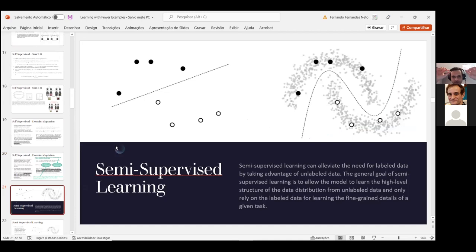The next topic covered in this chapter is semi-supervised learning. So basically, in terms of semi-supervised learning, we can think of a way that can alleviate the need for labeled data by taking advantage of unlabeled data. So the general goal of semi-supervised learning is to allow the model to learn the high level structure from the data distribution present in the unlabeled data, and only rely on the labeled data for learning the fine-grained details of a given task, right?